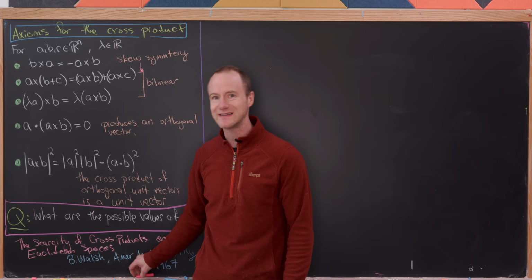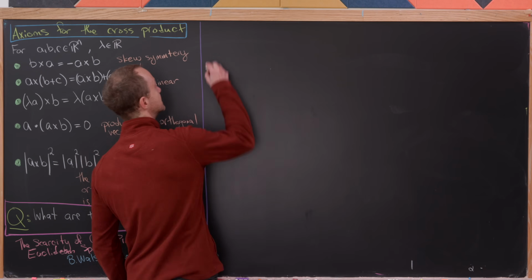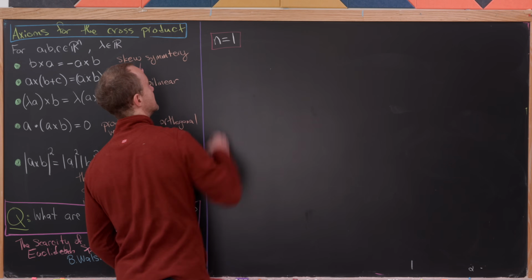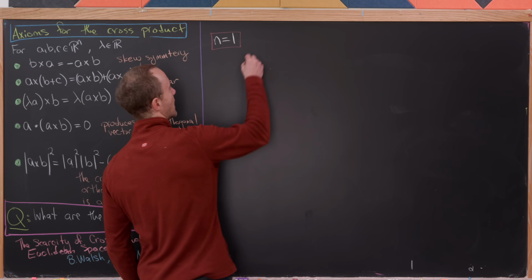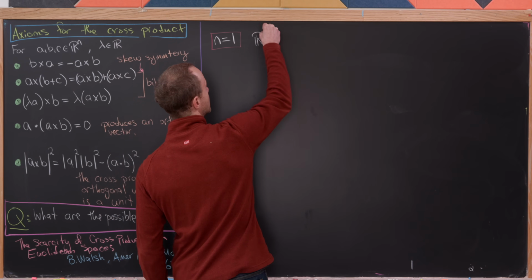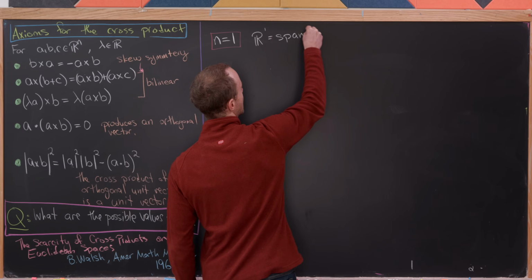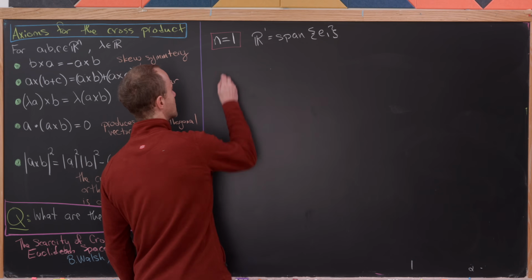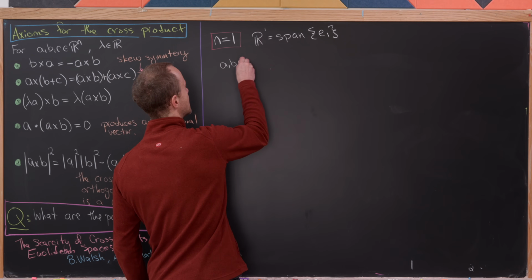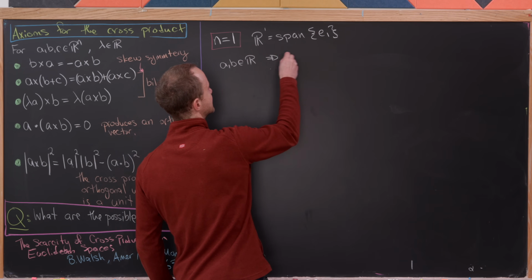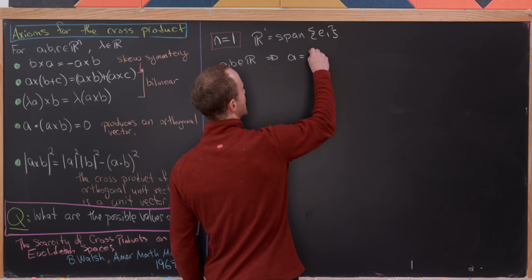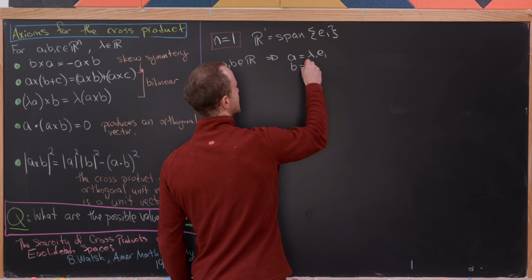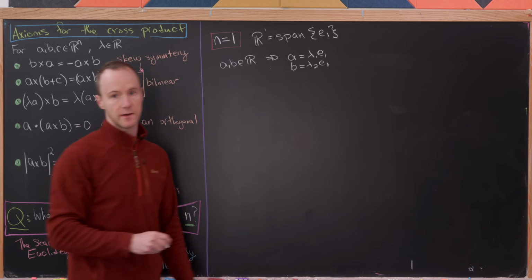So before we really dive into this, let's look at small values of n. Let's maybe look at n equals 1. In other words, we have a one-dimensional space. So we've got R1 is equal to the span of a single vector. I'll call that E1. But now let's maybe go ahead and take A and B inside of R1. But that means that we can write A as maybe lambda 1 times E1. And then we can write B as lambda 2 times E1.